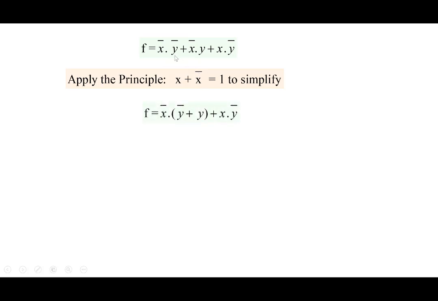Okay, so let's look at this one. How do we simplify this particular Boolean expression? Our goal is to use this principle and apply it here. We can see that in the first two terms we can take x bar out and combine them directly. We see x bar times y bar plus y, and then we are left with x y bar. So this becomes 1, and so we get x bar plus x y bar.